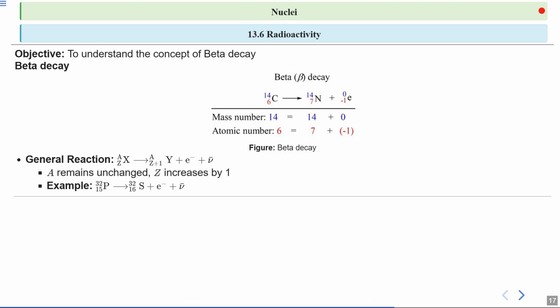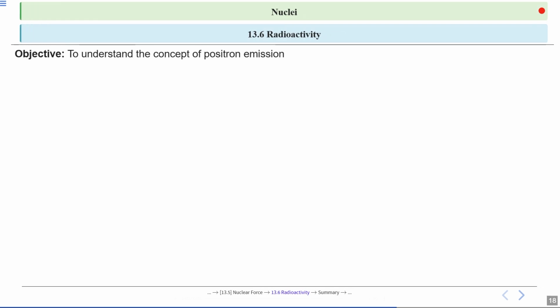Example: phosphorus with mass number 32 and atomic number 15 changes into sulfur with mass number 32 and atomic number 16, plus a beta particle, which is an electron. And an antineutrino is also released.